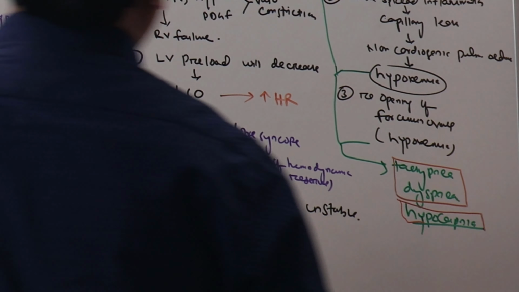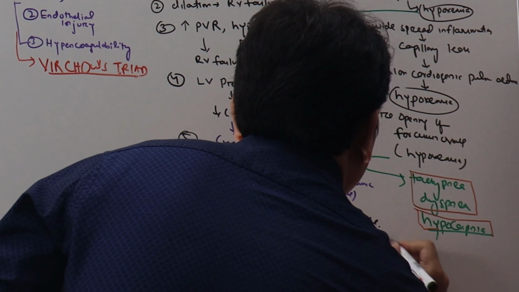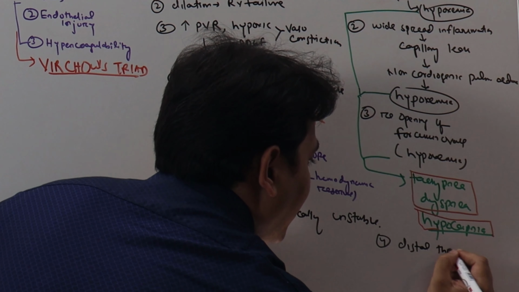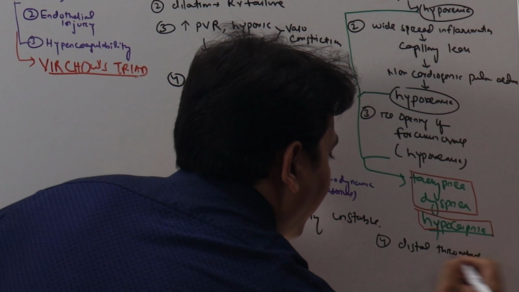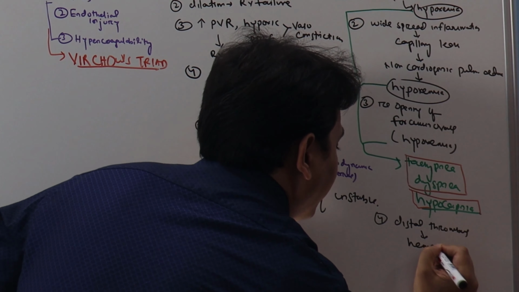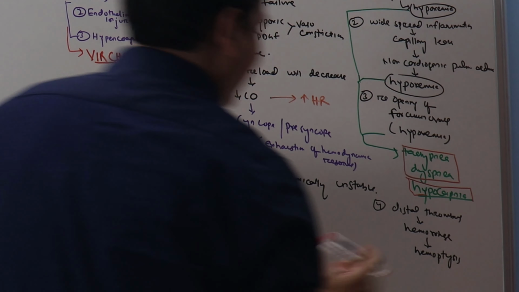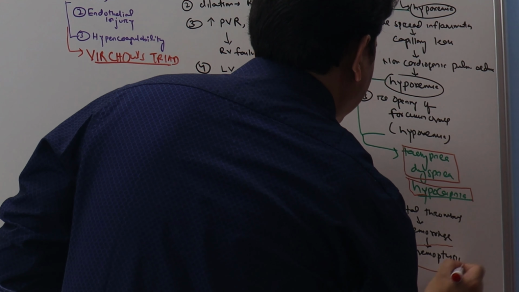And what else can happen? Because of distal thrombus, there can be hemorrhage, which can lead to hemoptysis, right? So it can be another presenting symptom.